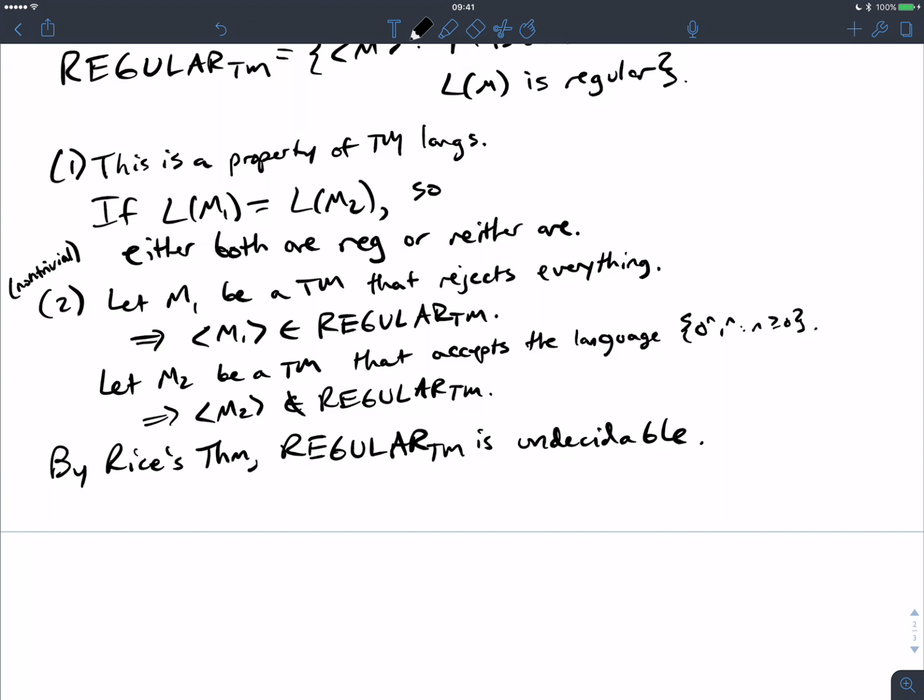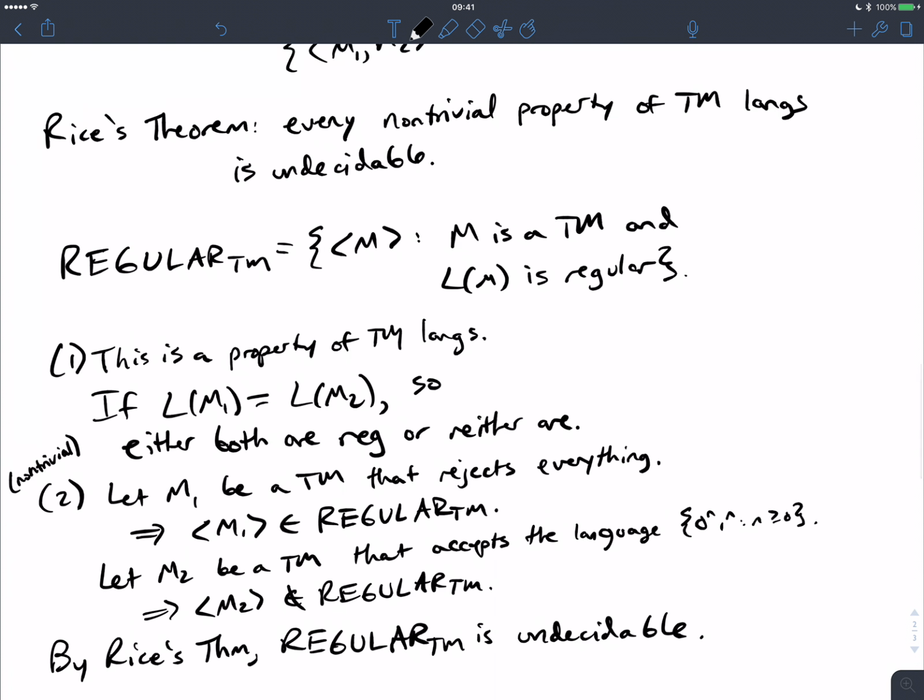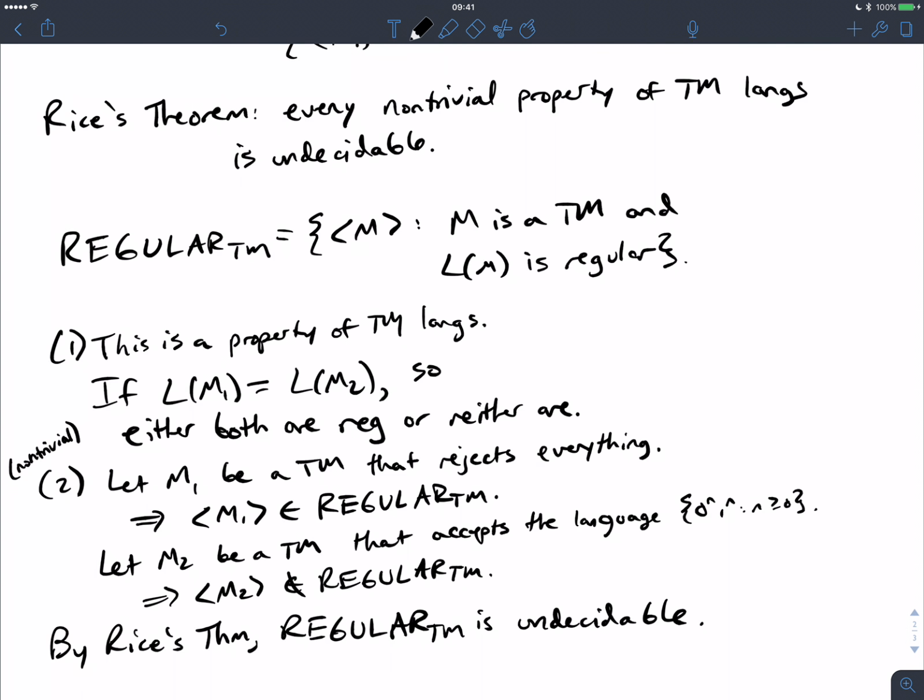It seems like you just created two things and just said, oh, it's undecidable. I don't understand how that's actually proving. It's applying the theorem that says every non-trivial property of Turing machine languages is undecidable. That's what the theorem says. Yeah, so on number one, I'm following.